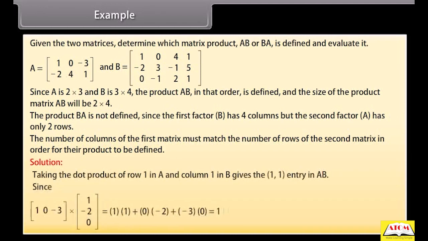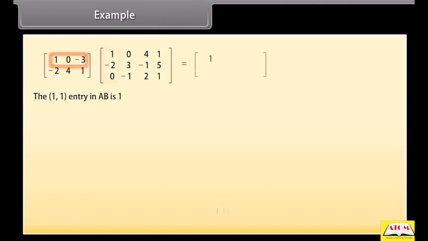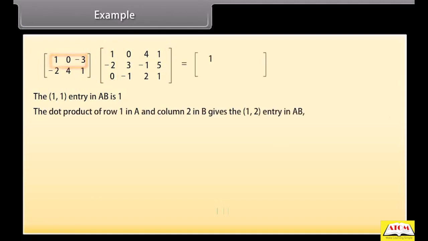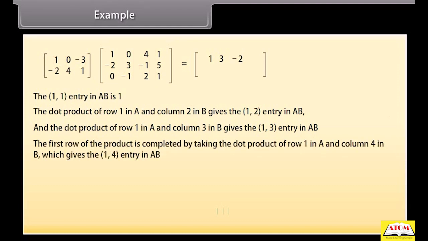Solution. Taking the dot product of row 1 in A and column 1 in B gives the 1, 1 entry in AB. The 1, 1 entry in AB is 1. The dot product of row 1 in A and column 2 in B gives the 1, 2 entry in AB. And the dot product of row 1 in A and column 3 in B gives the 1, 3 entry in AB. The first row of the product is completed by taking the dot product of row 1 in A and column 4 in B, which gives the 1, 4 entry in AB.